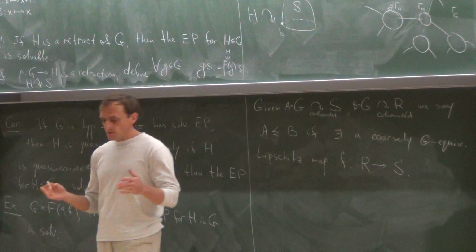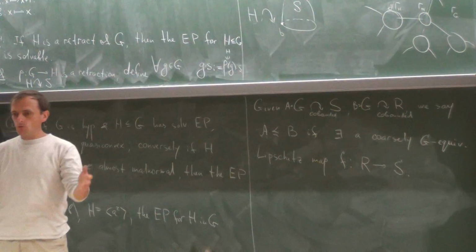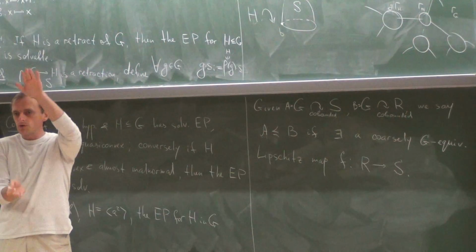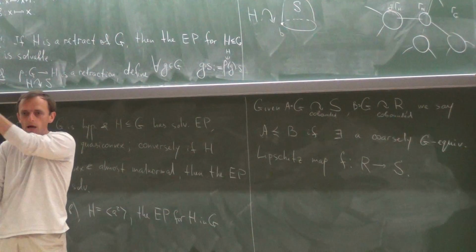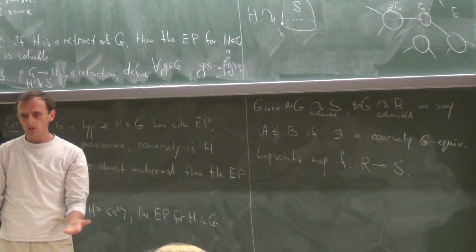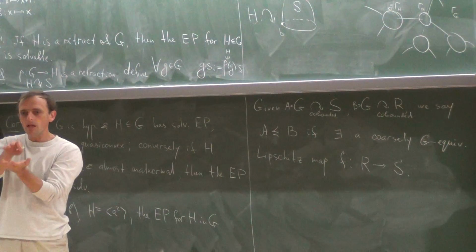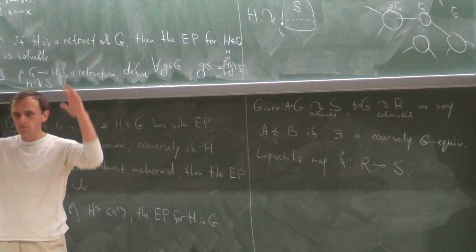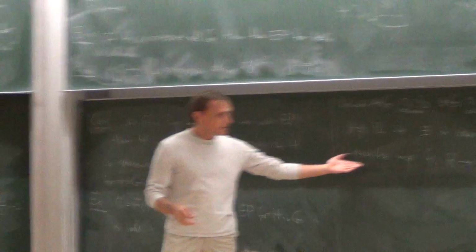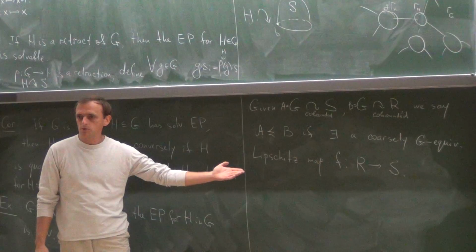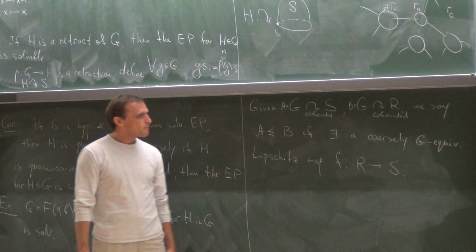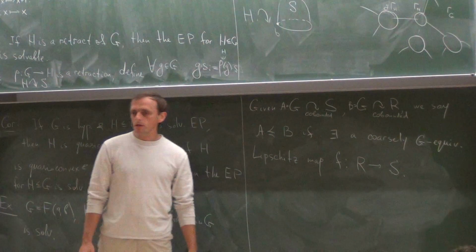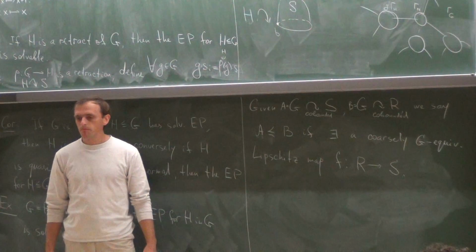So the idea is this. In many cases, you have one action of a group on a space, then you contract some parts or collapse some parts of this space, you get another action. Clearly after collapsing, this new action gives you less information about the group than the previous action. And this definition attempts to formalize this situation. Okay? Now, this is not an order relation, but it's a pre-order.